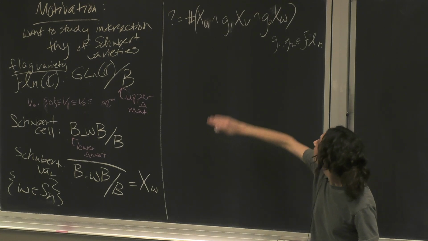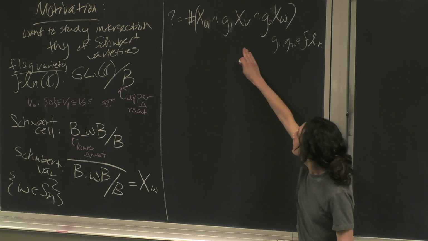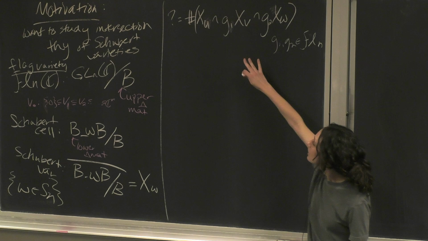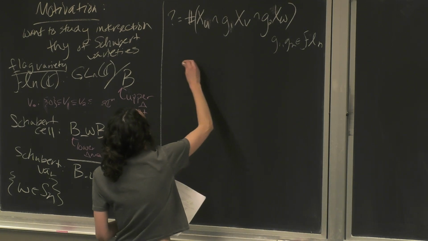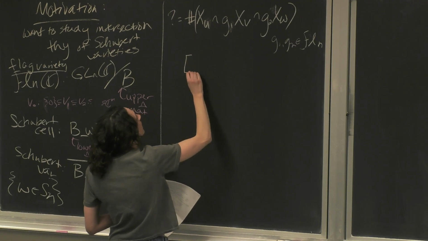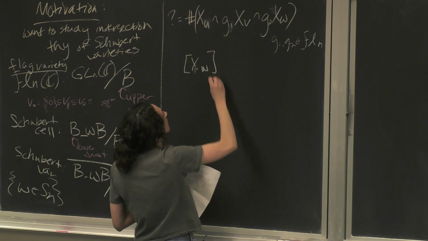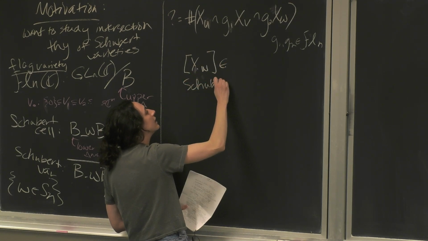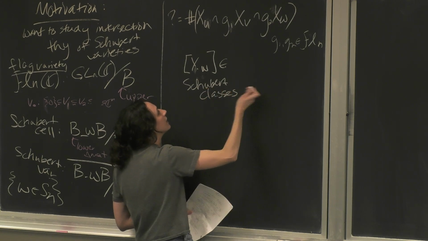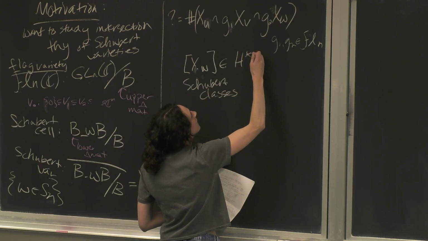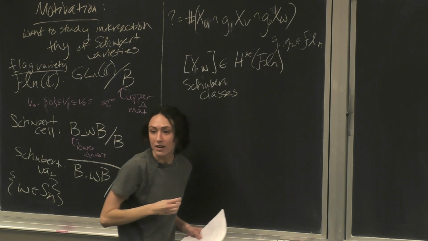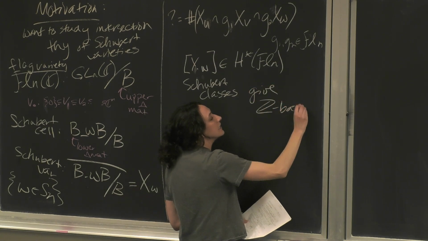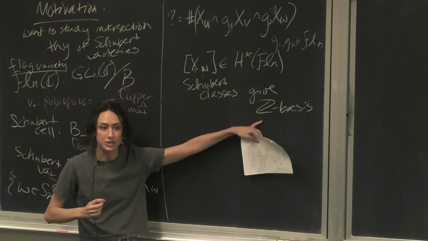And so the tool that we're going to use to be able to get a reliable computation of this intersection is cohomology. So what we want to study is the cohomology of the complete flag variety. And under this, we'll see that the Poincaré duals of our Schubert varieties are Schubert classes. These are going to be sitting inside the cohomology ring of the complete flag variety, and they'll give a Z basis for this cohomology ring.